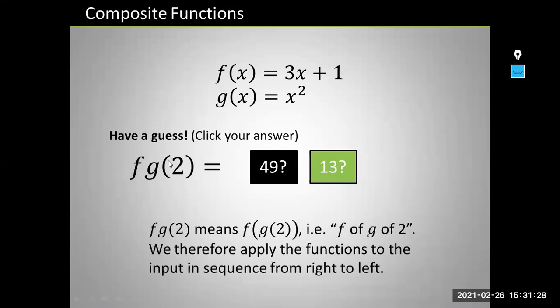So you apply function g first. So this one will be 2 squared, which is 4. And then you substitute 4 into function f. So 3 times 4, you get 12. Then plus 1 is equal to 13.